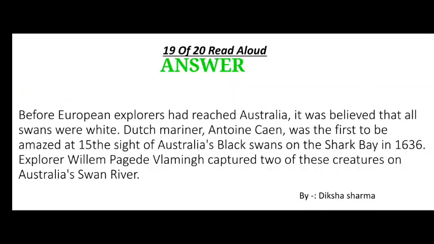Before European explorers had reached Australia, it was believed that all swans were white. Dutch mariner Antoine Seine was the first to be amazed at the sight of Australia's black swans on the Shark Bay in 1636. Explorer William Paget Fleming captured 2 of these creatures on Australia's Swan River.